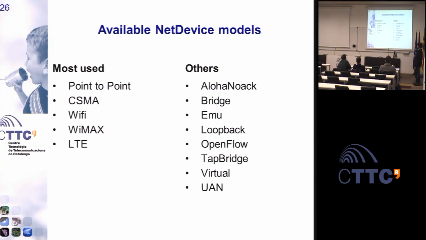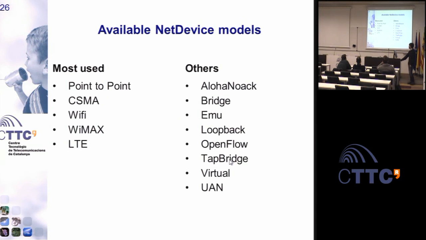And a list of available net device models that you can find in ns-3 is in this slide. The most used are definitely the ones on the left-hand side, like point-to-point devices, like wired links, or CSMA, which is a model normally used to model Ethernet networks. And then we have Wi-Fi, WiMAX, and LTE. These are by far the most popular.